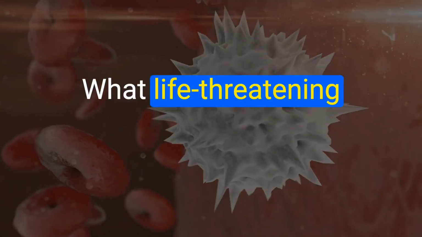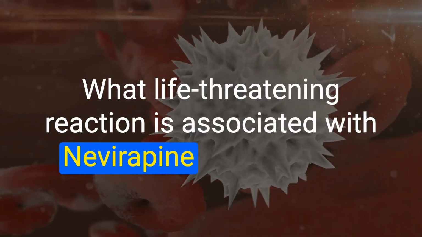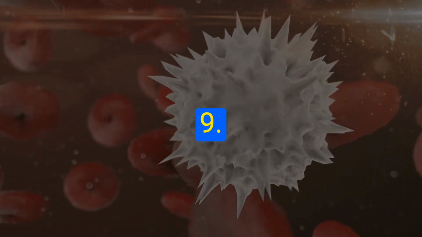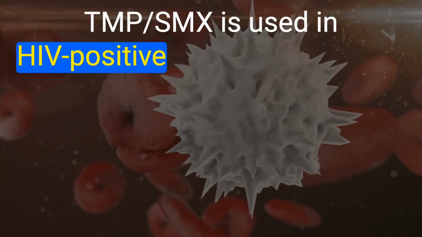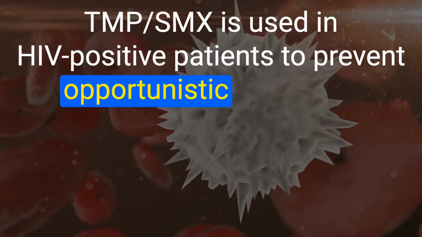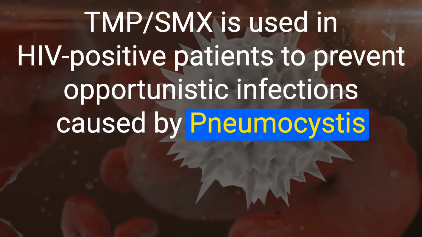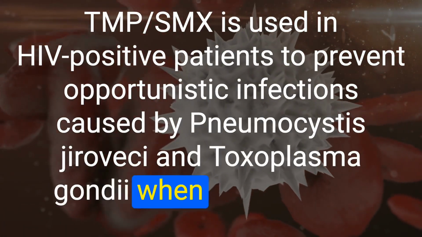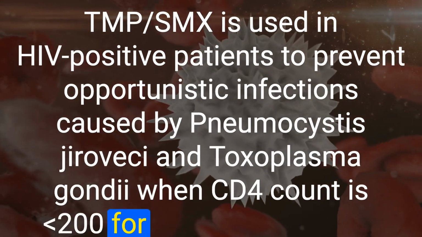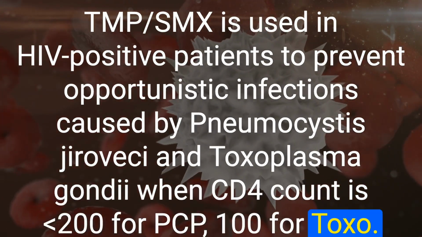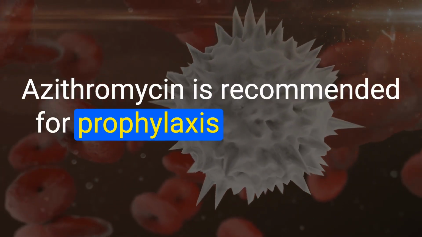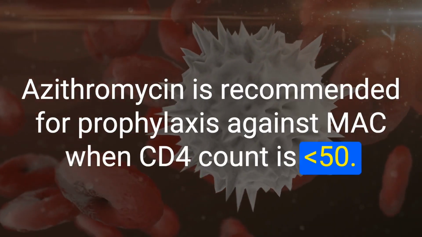8. What life-threatening reaction is associated with nevirapine HIV therapy? Liver failure. 9. TMP-SMX is used in HIV-positive patients to prevent opportunistic infections caused by Pneumocystis jirovecii and Toxoplasma gondii when CD4 count is less than 200 for PCP, 100 for Toxo. Azithromycin is recommended for prophylaxis against MAC when CD4 count is less than 50.